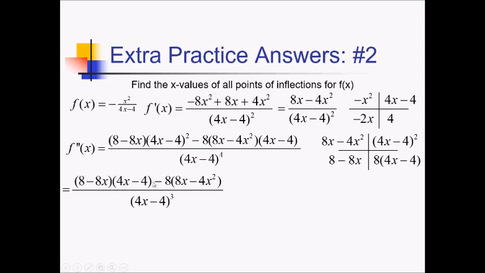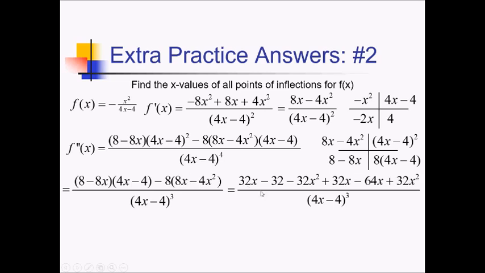All right, we're going to simplify a little bit more because at some point we have to figure out where this thing is either 0 or undefined. And that's going to be easier if I have fewer things floating around. So I'm going to FOIL out these first two parentheses. So that's going to give me 32x, and then we're going to have negative 32 minus 32x squared. And then the last is going to give me plus 32x. And then distributing this negative 8, I've got negative 64x plus 32x squared.